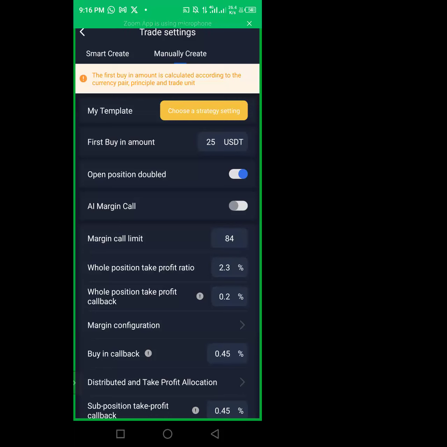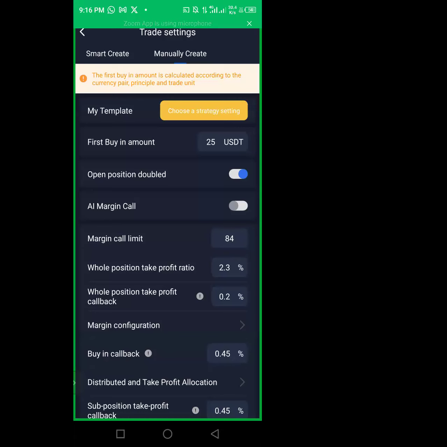But all my margin calls will be done with this 25 USDT. It will be calculated with this 25 as my first buy. But what the robot will use to start the trade will be 25 times 2, that is double, because I've opened the position double. This one I've opened it. So I hope we are clear on that.